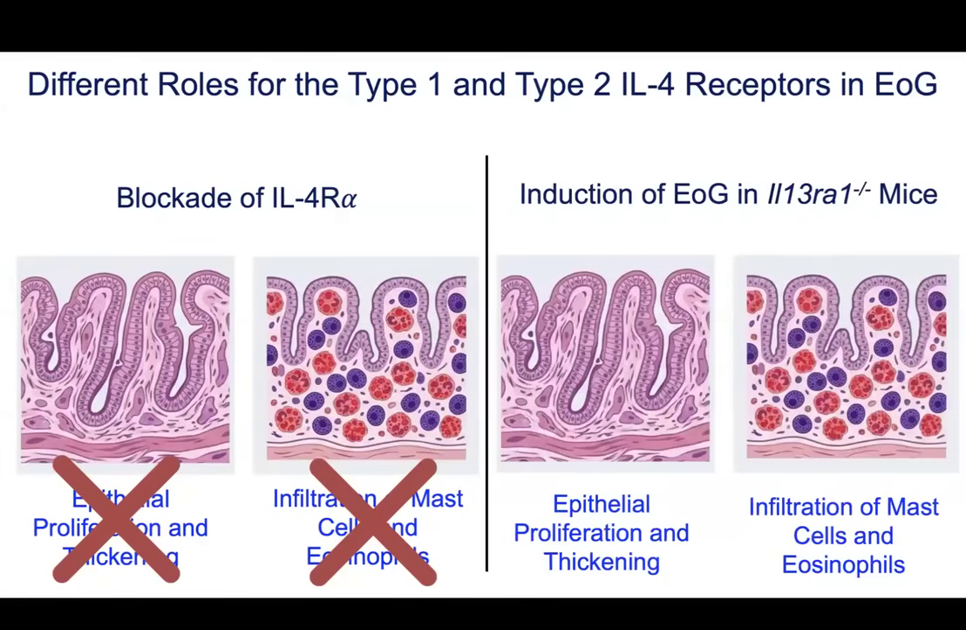Interestingly, however, when we tested mice lacking the IL-13 receptor alpha 1, we could block epithelial proliferation and thickening, but the gastric mucosa of these mice was still flooded with mast cells and eosinophils. This tells us that these two receptors play very different roles in how the disease progresses. This research opens up new possibilities for how we can target and treat EoG in the future.